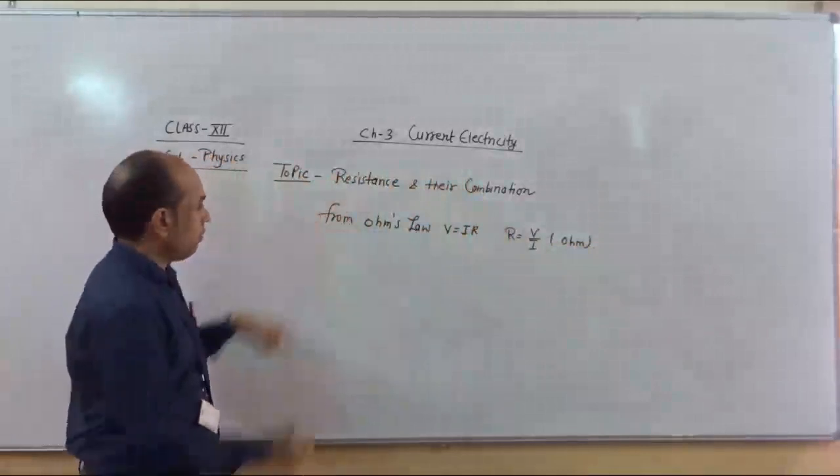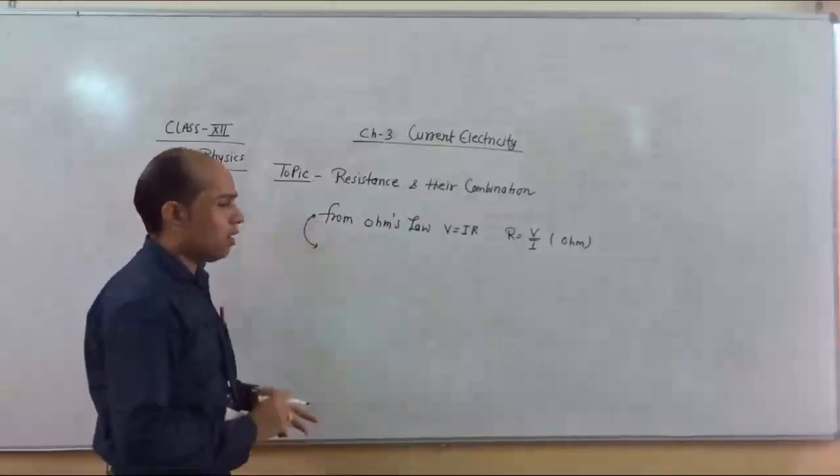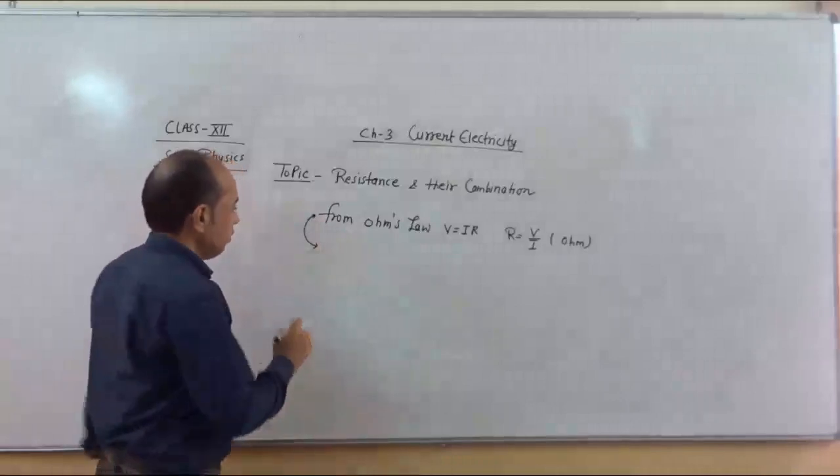And another way to explain it, it is an obstacle during the flow of current. This is called resistance.